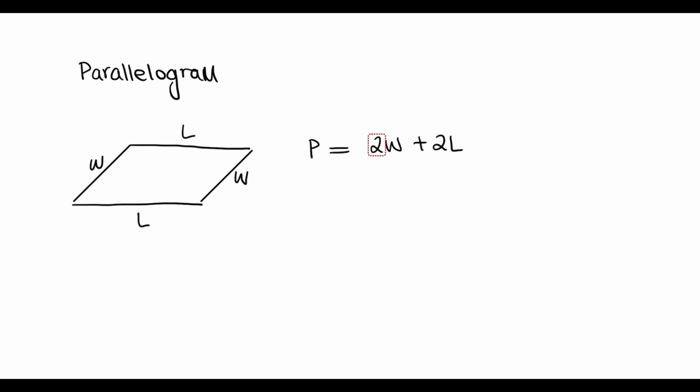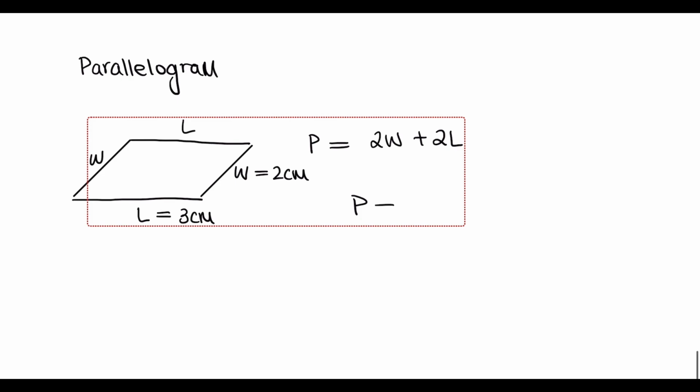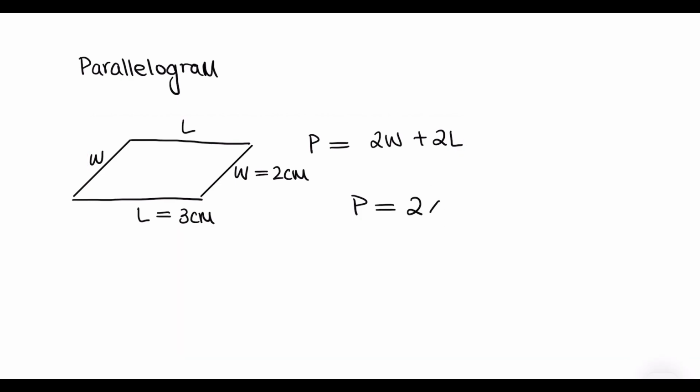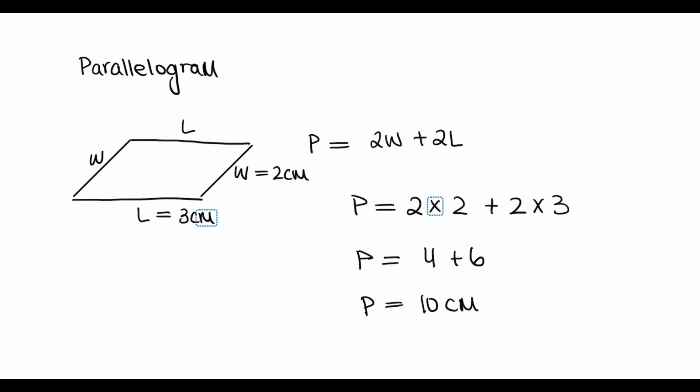So it's simple. If I told you the length of this parallelogram was 3 centimeters and the width was 2 centimeters, then the perimeter is 2 times 2 plus 2 times 3. So the perimeter is 4 plus 6, which is 10 centimeters. And it's as simple as that. Nothing else to it.